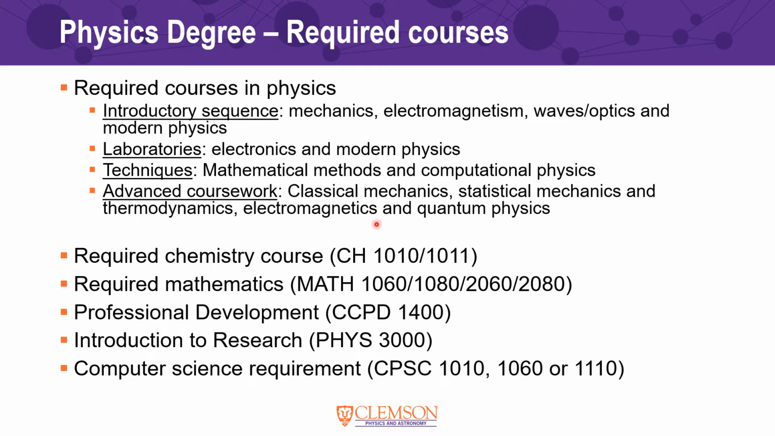We do have one required chemistry course. This is Chemistry 1010. It comes with a co-requisite lab, Chemistry 1011. There are a sequence of 4 required mathematics courses, which we'll talk about at least the first one in a subsequent slide, which takes you from Math 1060 through 2080. We have a 1 credit hour course in professional development, which you would take in your freshman year, so it's probably something you'll sign up for next semester.